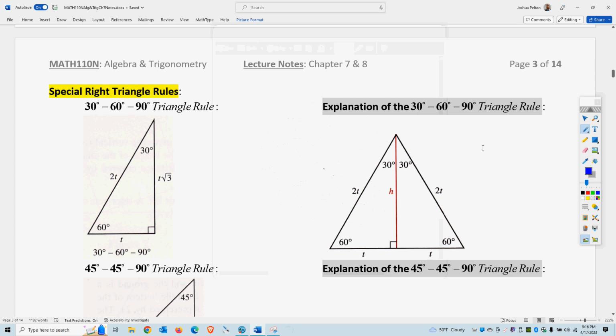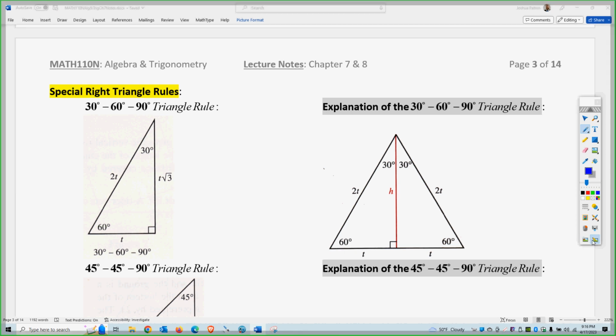The most common special right triangles that are used are the 30, 60, 90, and the 45, 45, 90. And that's how they arrive at the measures that are in the unit circle. So if you wonder how they get those coordinates, they're using these special triangles. What's said about the 30, 60, 90 triangle is the 30-degree side is half the hypotenuse, and the 60-degree side is root 3 longer than the 30-degree side.